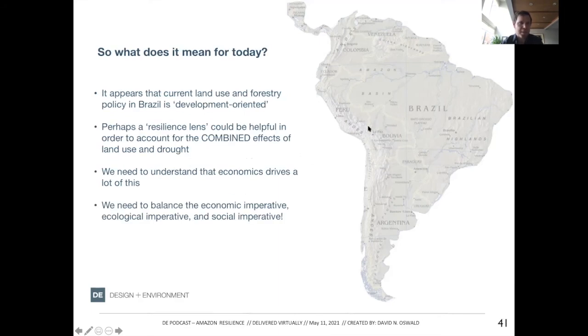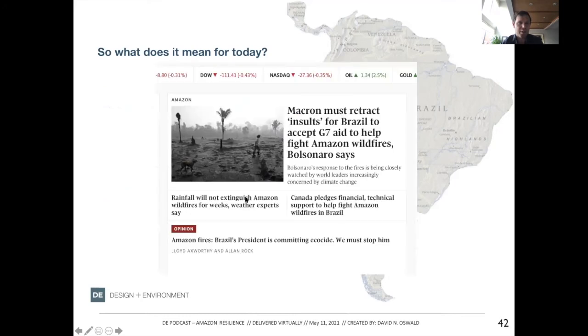So what does it mean for today? And this gets to Jason's point. It appears that the current land use and forestry policy is development oriented today. This is with Bolsonaro. Perhaps a resilience lens could be helpful in order to account for the combined effects of land use and drought. We need to understand the economics drives a lot of this. So the economics drives land use change, soy, cattle, agriculture, what have you. We need to balance the economic imperative, the ecological imperative, and the social imperative, which clearly is the challenge.